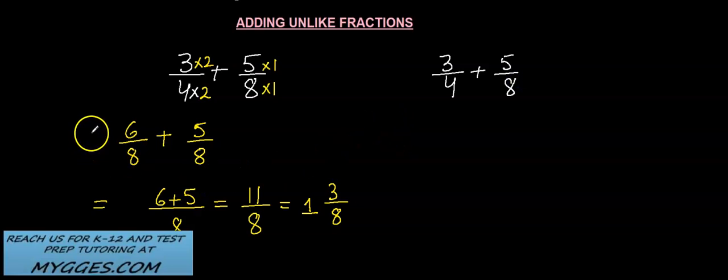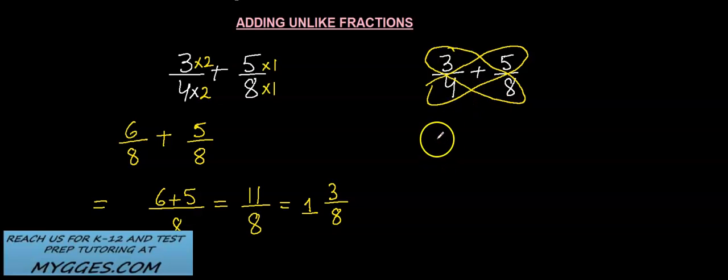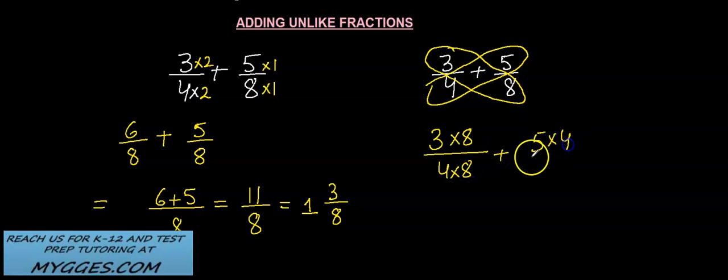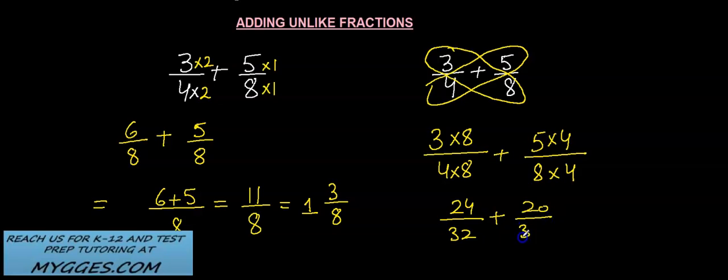So we can use cross multiplication, or basically it's called the bow tie method. What we do is multiply our first fraction by the denominator of the second fraction, and the second fraction by the denominator of the first fraction. So that would be equal to 24 over 32 plus 20 over 32.